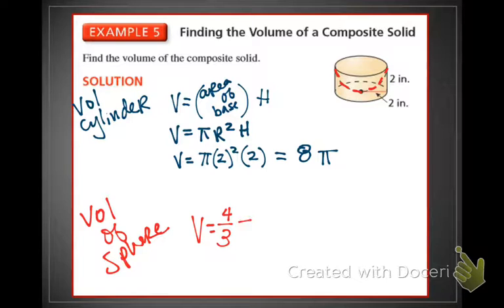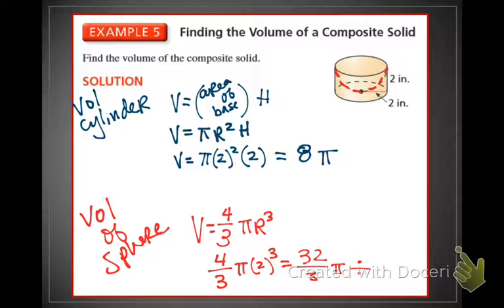So 4/3 pi r cubed. What is my radius? 2. 2 cubed is 8. 8 times 4 is 32 over 3 pi. I'm getting there. But that is the entire sphere. If you were to try to subtract 32 over 3 pi from 8 pi, you would get a negative number. Can you have negative volume? No. You cannot. So, you haven't finished. You divide it by 2.